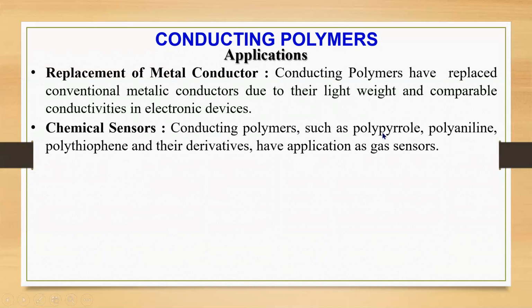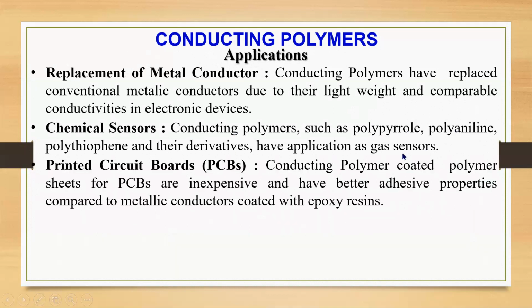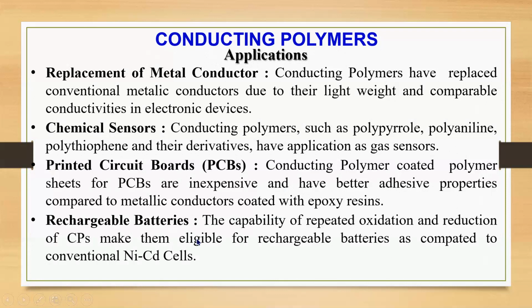Conducting polymers such as polyacetylene, polypyrrole, polyaniline, polythiophene, and their derivatives have application as gas sensors. And then in various PCBs, conducting polymer coated sheets for PCBs are inexpensive and have better adhesive properties compared to metallic conductors coated with epoxy resins. We have a printed circuit board on which you have a tube made up of conducting polymer. You just keep on applying the tube, and the adhesive properties are much better on printed circuit boards.